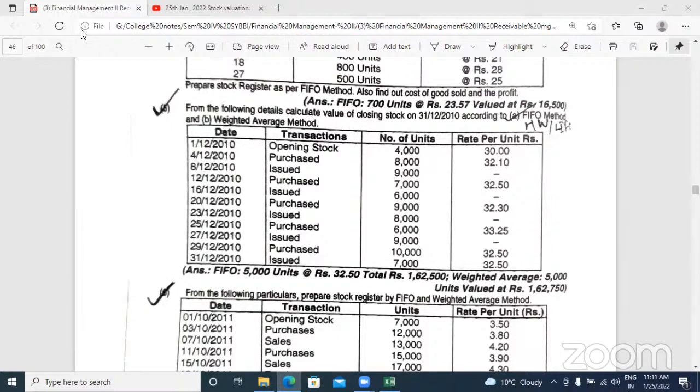Yes, so Sadav has given me the answer. Anybody else has completed? Has anybody else completed this sum? Yes, ma'am. 2 minutes. Completed. Okay, so what is the quantity closing balance?